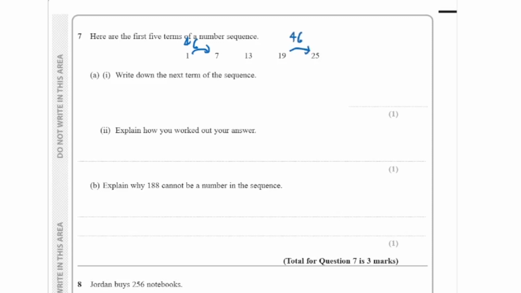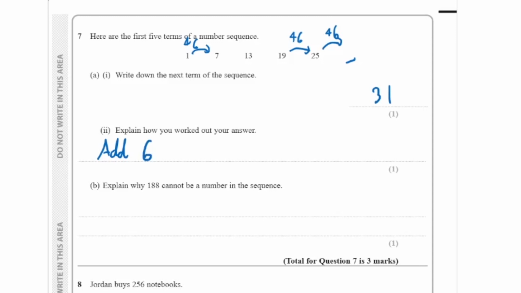Write down the next term of the sequence. So the next term is 25 plus 6, which is simply 31. Explain how you worked out this answer. We write add 6. Explain why 188 cannot be a number in this sequence.